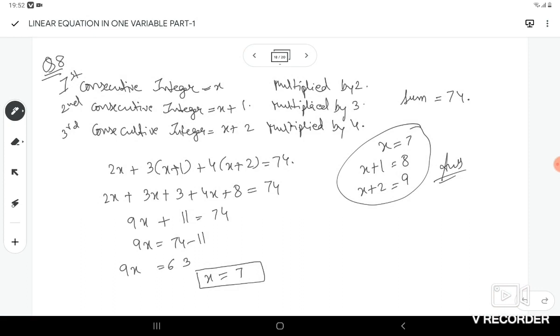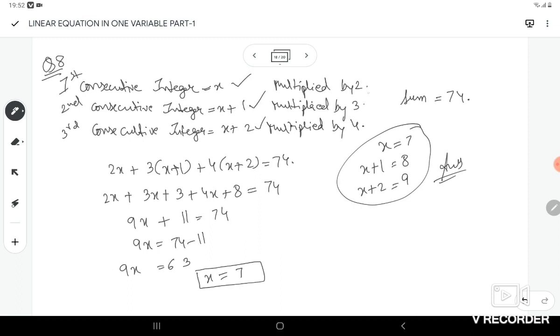Now the sum says that there are 3 consecutive integers and they are multiplied by 2, 3 and 4 respectively, and on doing the multiplication we get the sum equal to 74. We have to find the consecutive integers. So let the first consecutive integer equal x, another consecutive integer equal x plus 1, and another consecutive integer equal x plus 2.